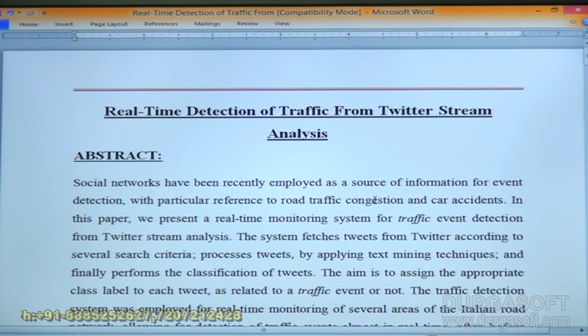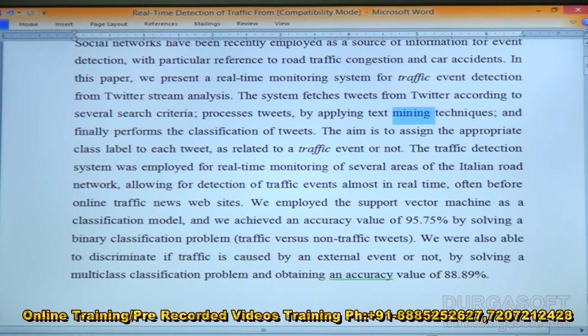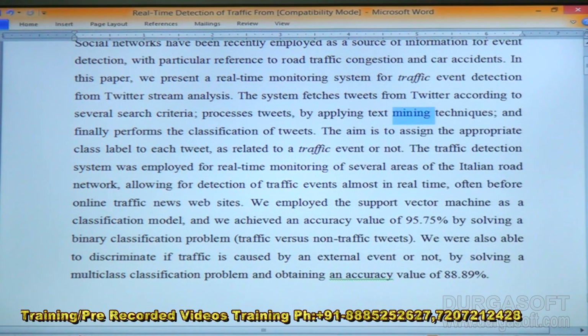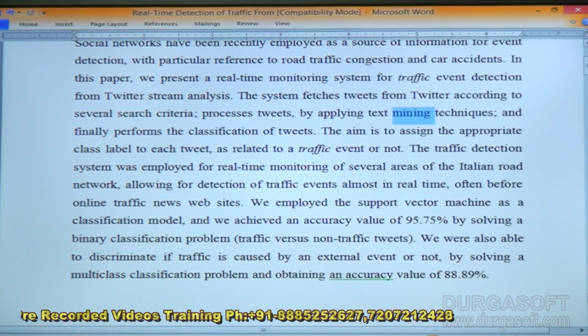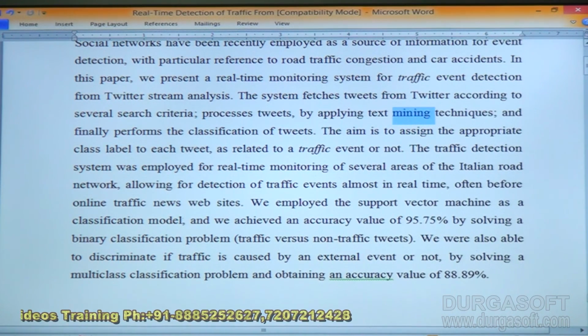The system fetches tweets from Twitter according to several search criteria, and processes the tweets by applying text mining techniques. So by using text mining techniques, we mine the data. Those are the algorithms we use to take the tweets, and finally we perform the classification of the tweets. We have to mine and process the tweet, then finally classify it based on the tweet segmentation or tweet category.